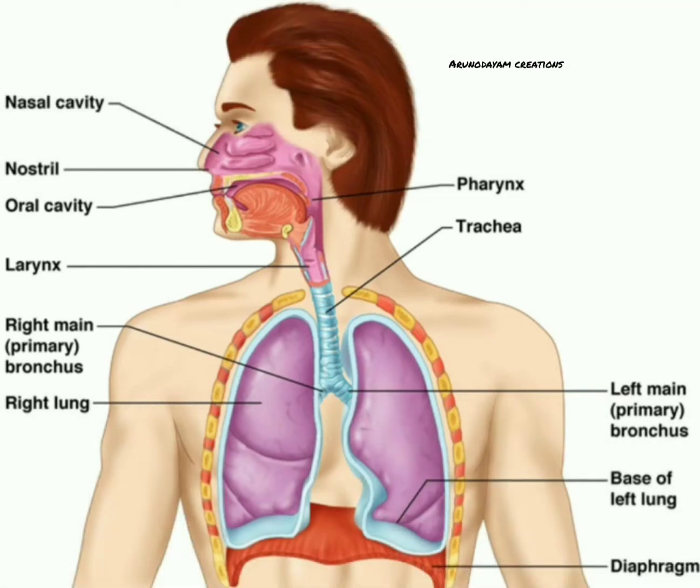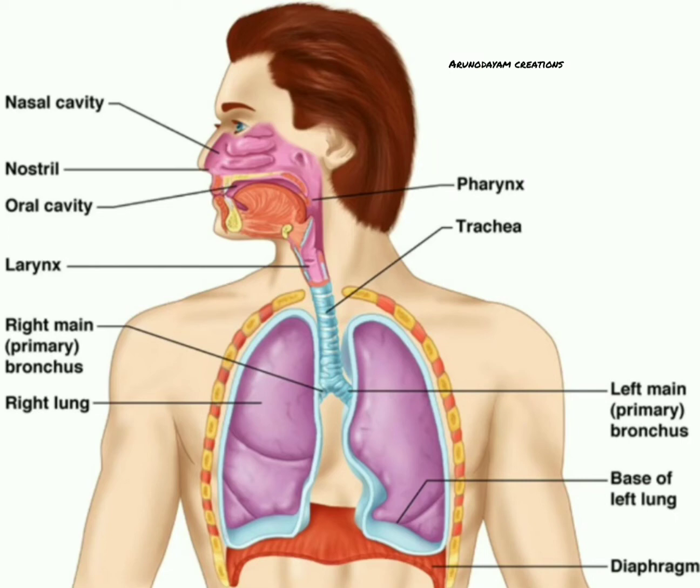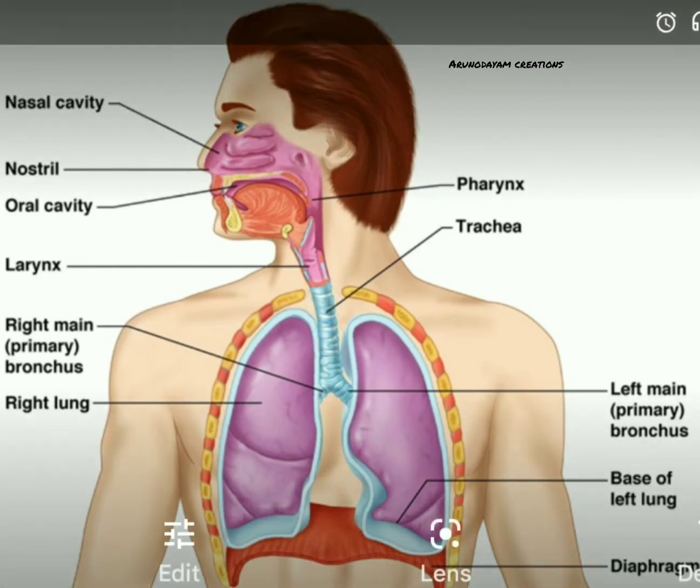larynx. This larynx has 2 plate-like structures called vocal cords. When air rushes out of the lungs, these 2 vocal cords vibrate and produce a sound. Okay, that's why it is also called the sound box. From this larynx, the air enters into this tube called the trachea, which is also called the windpipe.